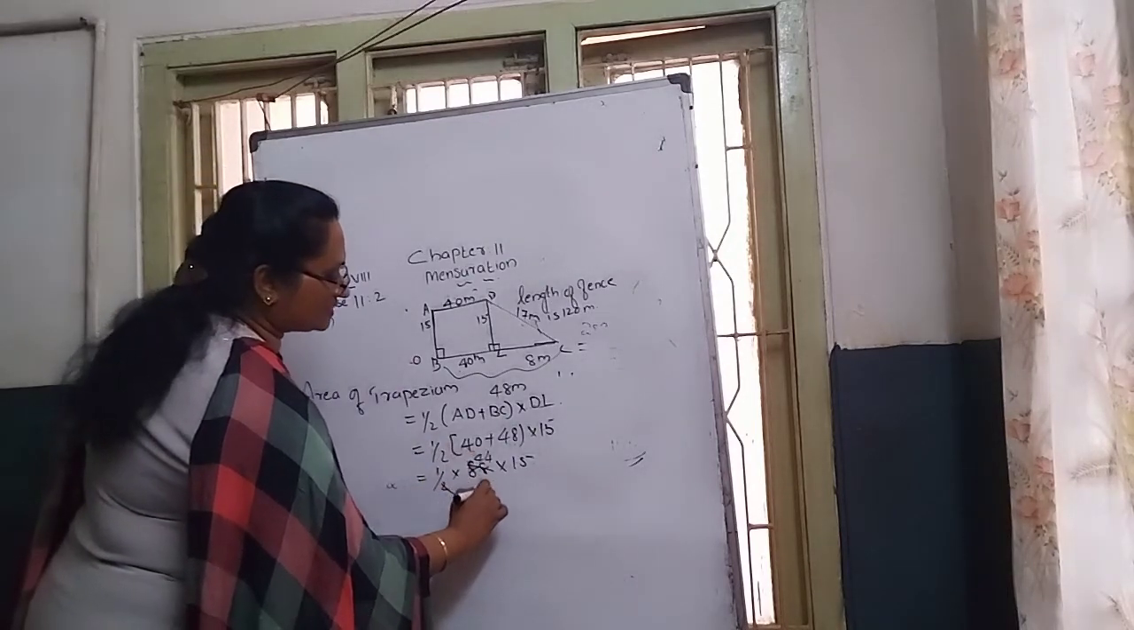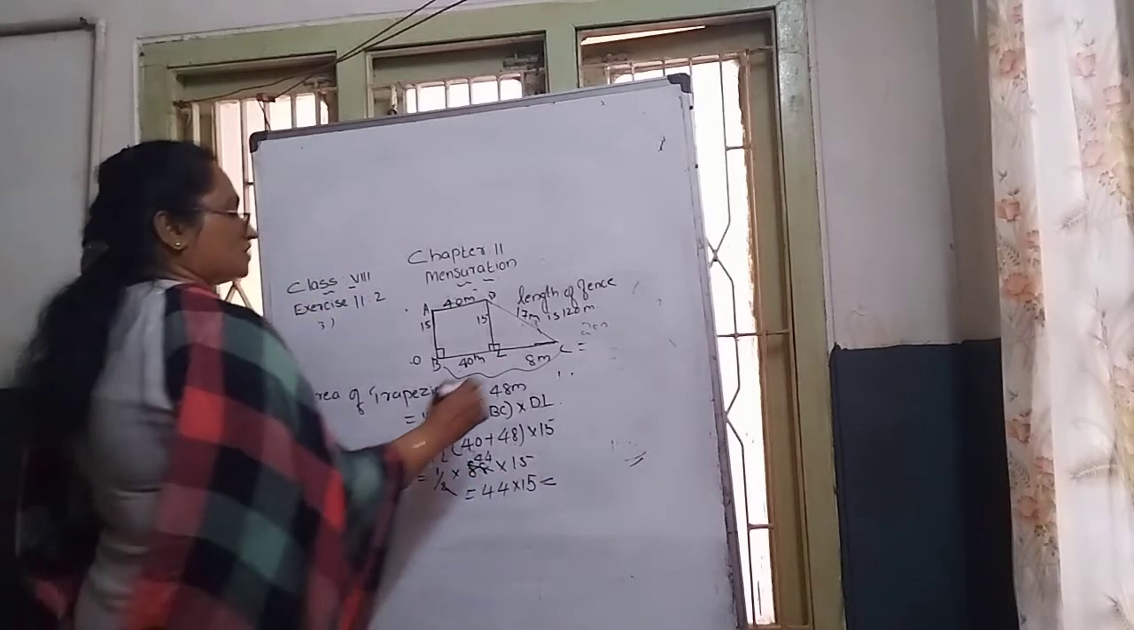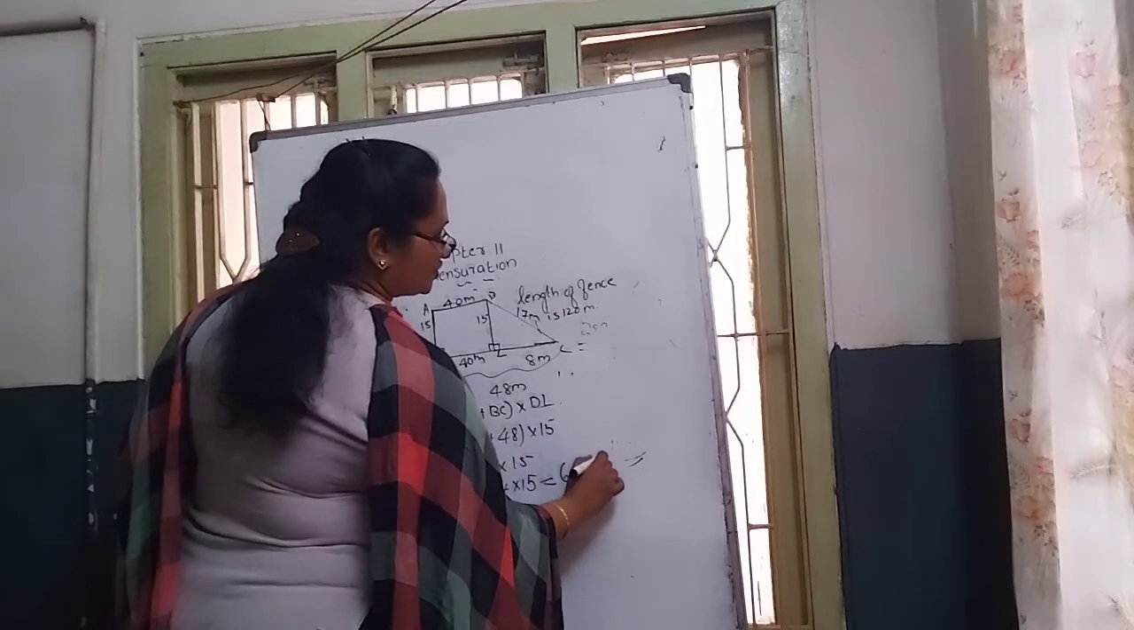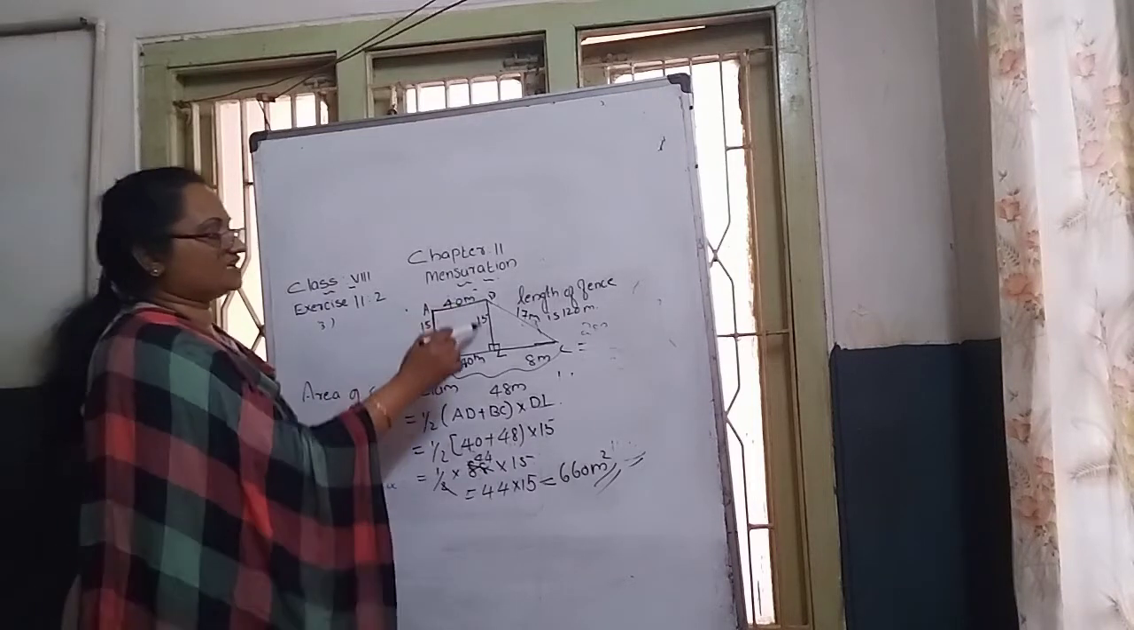So the answer becomes how much? 44 into 15. Just multiply. 44 into 15 becomes how much? 660. The area is represented as square meter. Just first we find out the DL value.